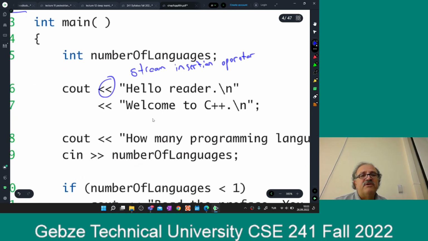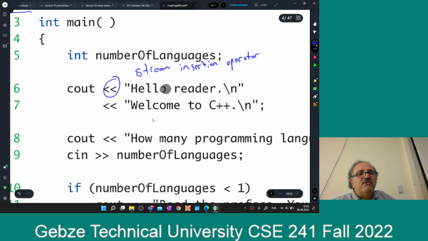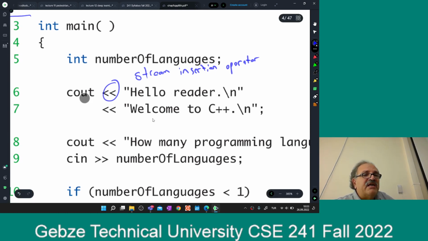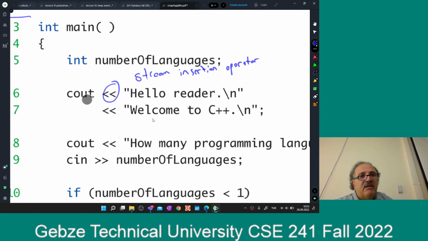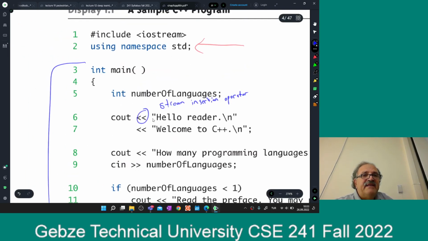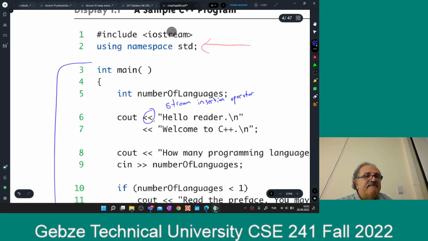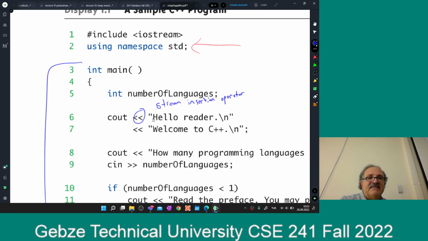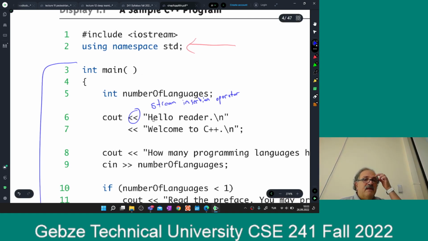It's an operator, okay? It takes two things. The thing on the right is a string that you are going to print on the screen, and this is cout. This is a variable. This variable is defined inside this header, okay? It's a global variable. This global variable is defined inside this iostream header, and it will.